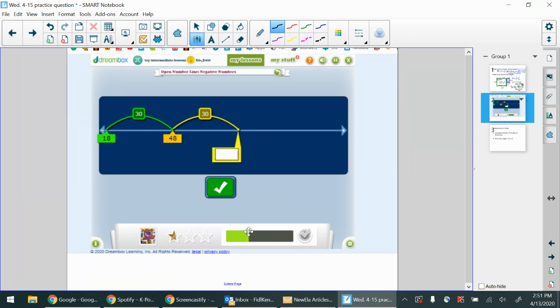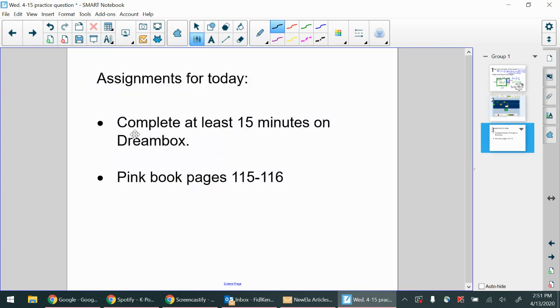If you have any other questions, make sure you are asking your teacher for some help. Okay. So here are your assignments for the day. Like I said, you need to complete at least 15 minutes on Dreambox today. And then you also have your pink book pages 115 through 116 that you need to complete, and then take your pictures and insert them on your math slides. Okay, make sure the pictures are nice and clear.